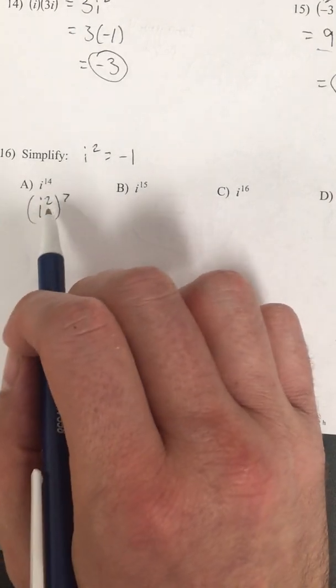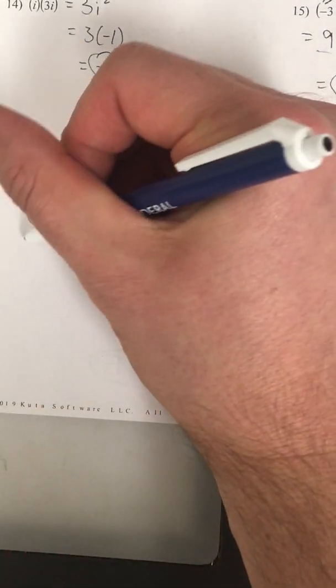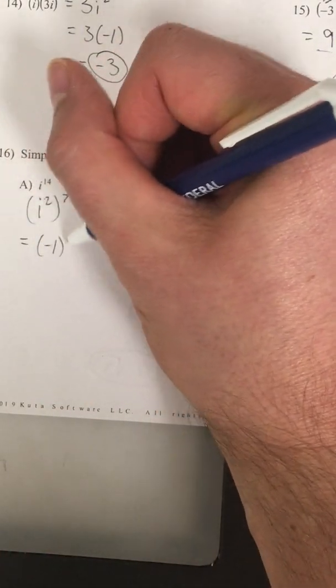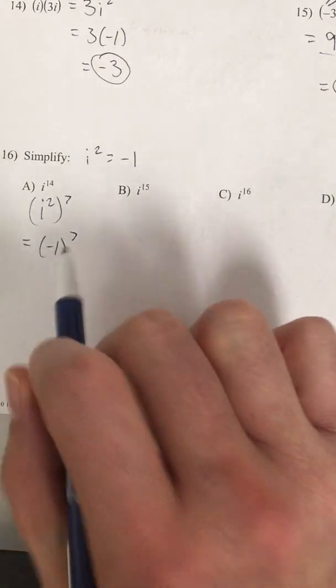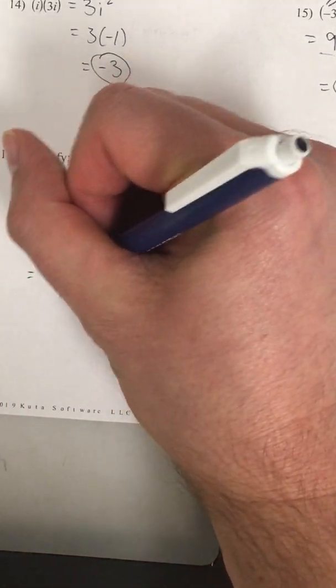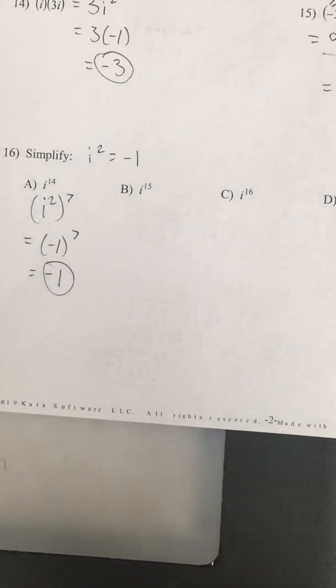And remember, i squared is what number? It's -1. So this is like saying -1 to the 7th power. Now, 1 times 1 times 1, 7 times is going to give you 1. Question is, will it give me a negative answer or a positive answer? What do you think? It's going to give me a negative answer. When you have a negative raised to an odd exponent, you're going to get a -1, a negative answer there.